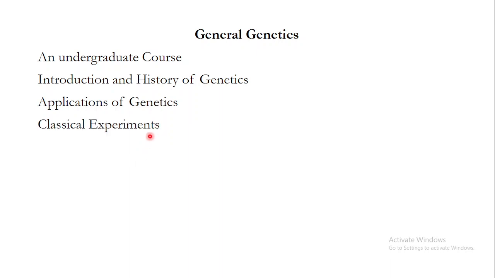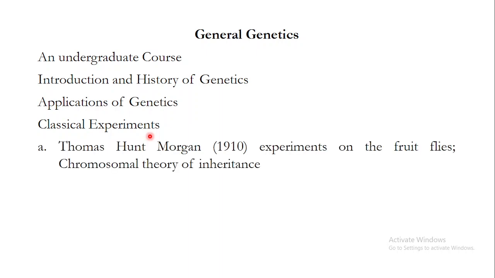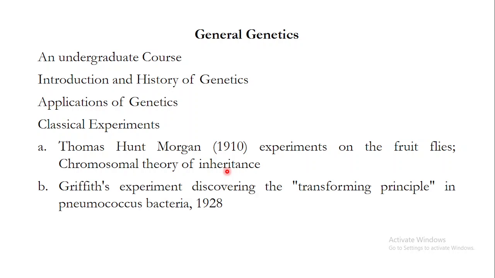Then we'll be focusing on the classical experiments which were carried out in the field of genetics, like the experiment of Thomas Hunt Morgan of 1910, which was very fruitful in the chromosomal theory of inheritance. We'll be talking about the Griffith experiment, in which he discovered the transforming principle in 1928 in the pneumococcus bacteria. Then I'll be focusing on the Avery, MacLeod, McCarty experiment of 1944, which actually proved the transforming principle to be the DNA. Then we'll be focusing on the Hershey and Chase experiment of 1952.